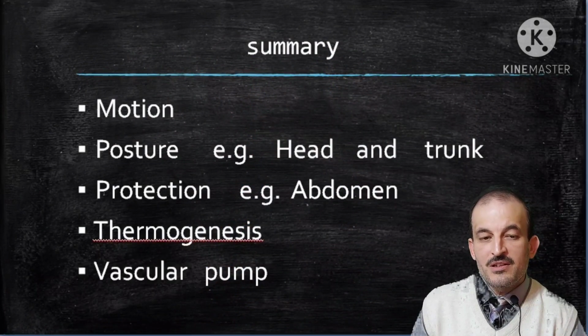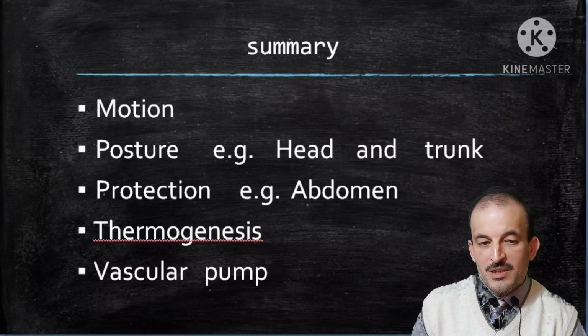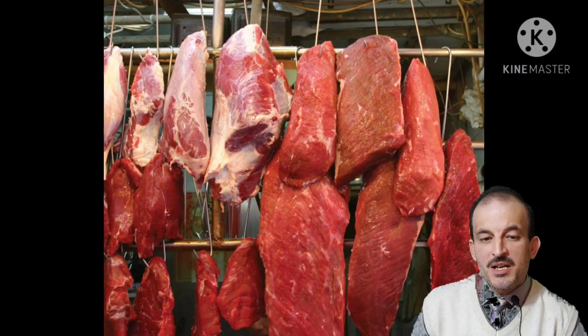A summary of the functions of the skeletal muscles: they have a role in motion and posture, for example head and trunk. They have a role in protection, as in the muscles of the anterior abdominal wall, and thermogenesis or heat production, and vascular pump. They are regarded as the peripheral heart of the human body. The red meat of the butcher represents the skeletal muscles.